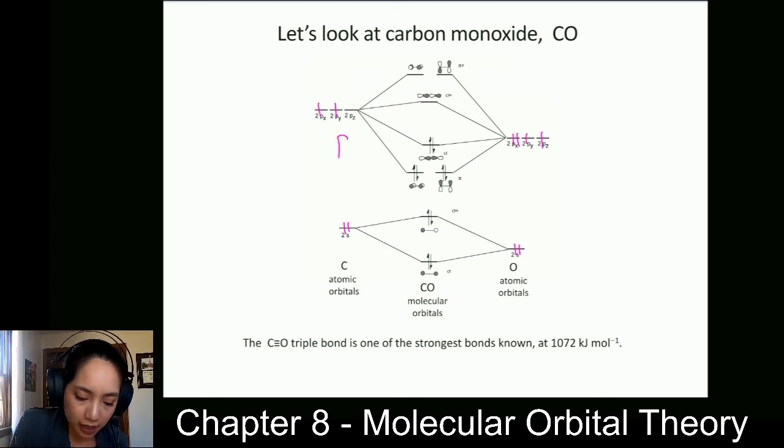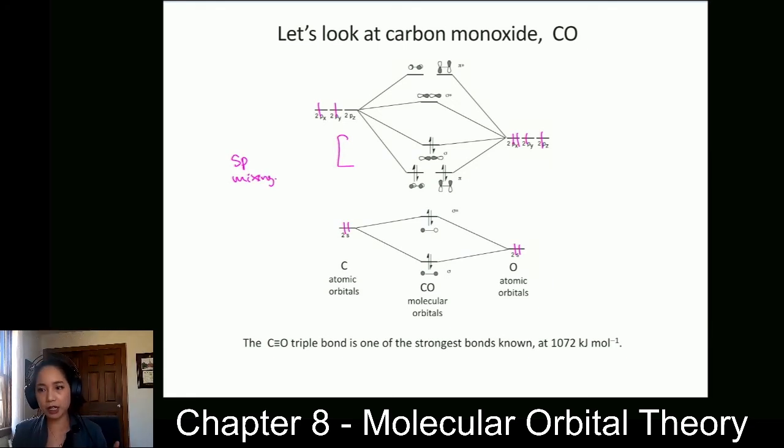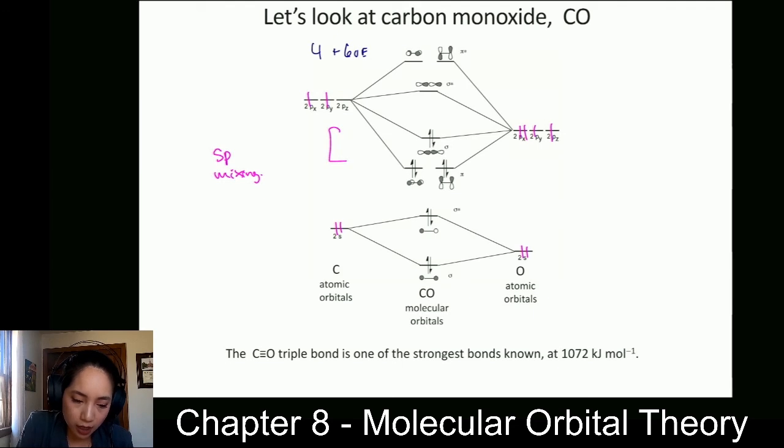As you see, there is significant sp mixing within the p molecular orbitals. If we actually do the MO electron filling, there's a total of 4 plus 6 valence electrons that we need to place. And that's what you see here. We see 1, 2, 3, 4, 5, 6, 7, 8, 9, 10. 10 valence electrons that we have to place.